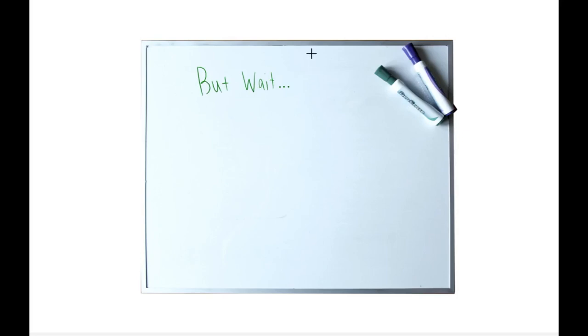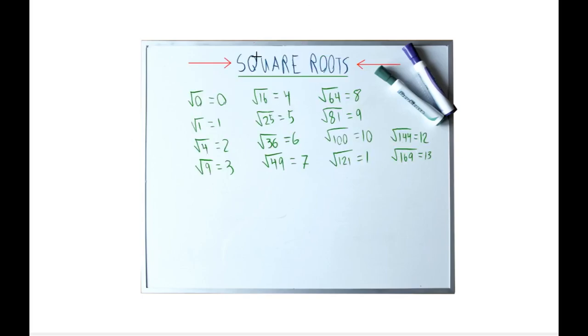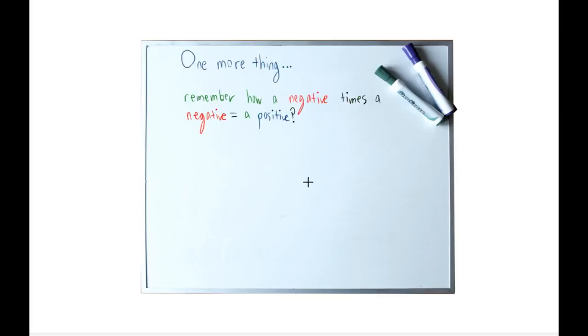But wait, there's more. And by the way, is this positive or negative? It's positive because it's smiling. It's a smiling quadratic. Anyway, we have to be familiar with our square roots. In our future examples, we're going to have stuff with square roots, and we got to be familiar with square roots. So here's some common square roots. And of course, you can use your calculator or Desmos.com.